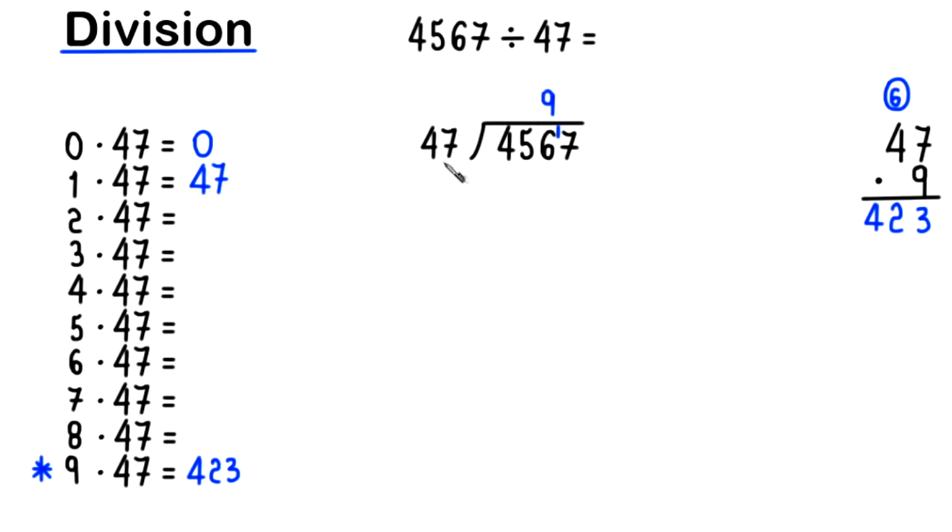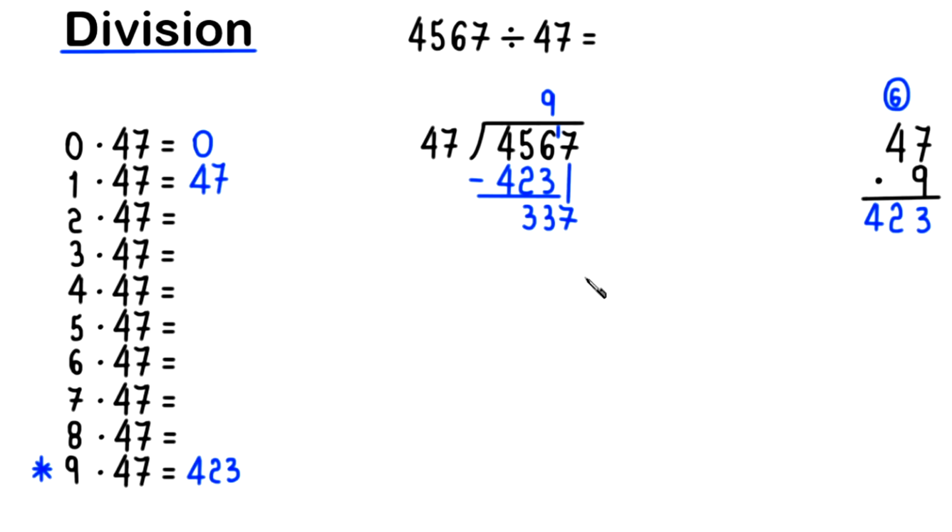Since 9 times 47 equals 423, I write it here, and then I subtract. 6 minus 3 equals 3, 5 minus 2 equals 3, and 4 minus 4, 0, nothing. After a subtraction, I always bring down the next digit. In this case, the next digit is 7. So I brought 7 down, and now I look at this number, 337. And then I ask the same question, how many times does 47 go into 337?